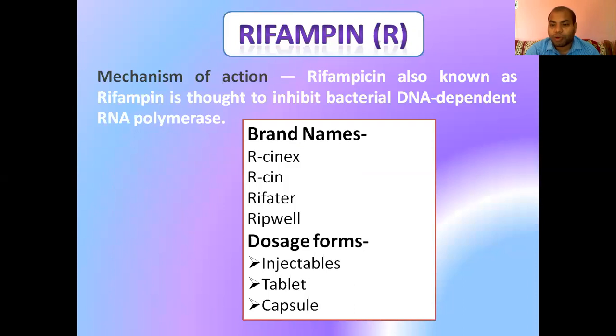Next, the first line drug that is available for the treatment of tuberculosis is rifampin or rifampicin. Both are generally antibacterial drugs, and this antibacterial drug has a mechanism of blocking the DNA dependent RNA polymerase. RNA polymerase is an enzyme which helps in polymerization of RNA. That means the RNA synthesis.